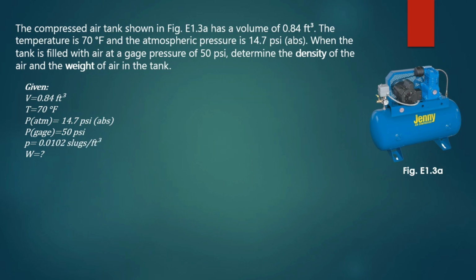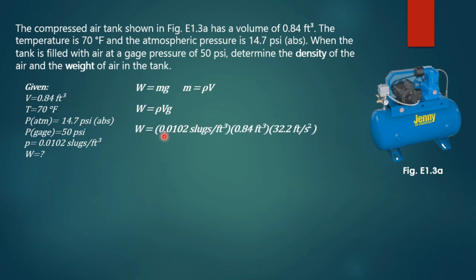For the weight, we have a formula for the weight, which is mass times gravity, where mass can also be equal to density times volume. So we can say that the formula for the weight is also density times volume times gravity. And since we already solved the density, we can just plug it in along with the other givens.